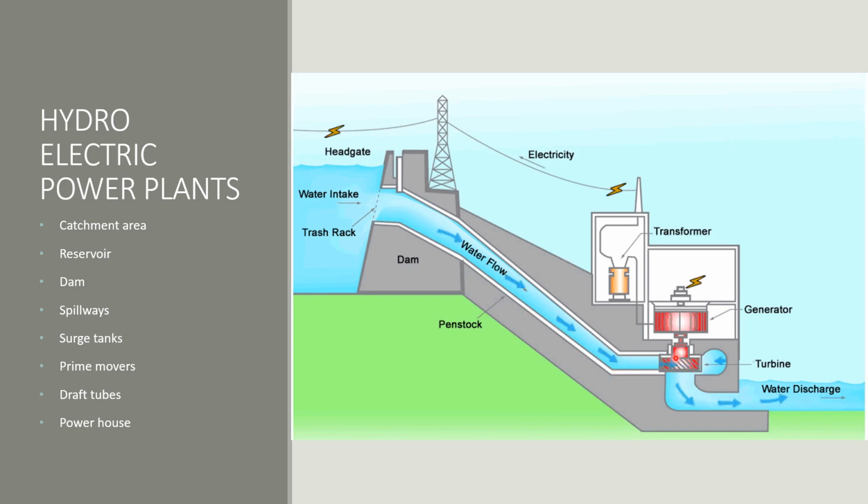We have prime movers which are fitted in the turbine. We have draft tubes which are just below this turbine for the movement of water. We have the powerhouse, which transmits the mechanical energy to the generator, which is connected to the transformer and other supplies, and which generates electricity.